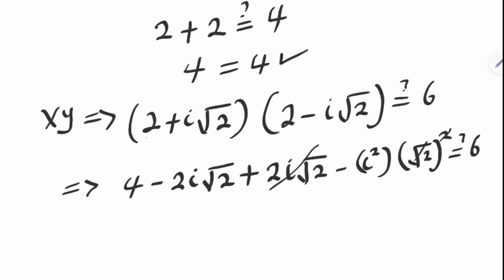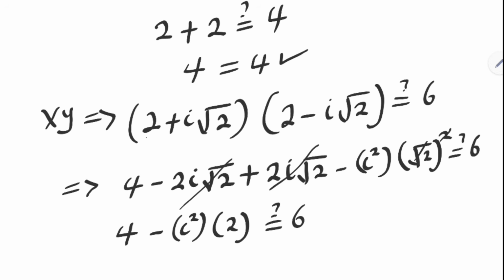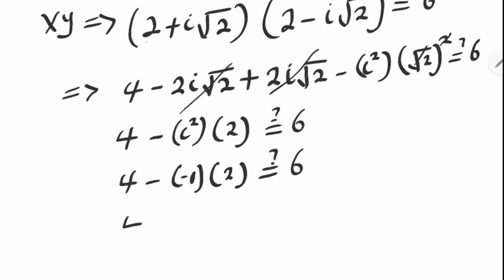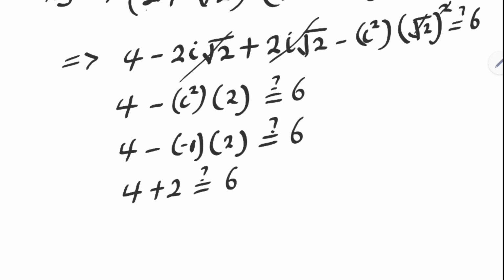This cancels this. We have 4 minus i squared multiplied by 2 must be equal to 6. This is 4 minus, i squared is minus 1, multiplied by 2 must be equal to 6. This is 4 minus times minus 1, that is plus 1, multiplied by 2, that is plus 2, must be equal to 6. 4 plus 2, this is 6, is equal to 6, which is true.